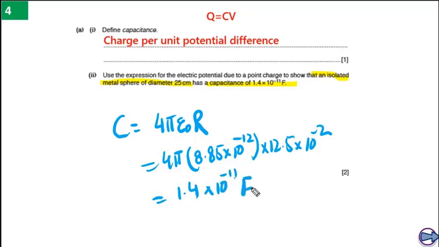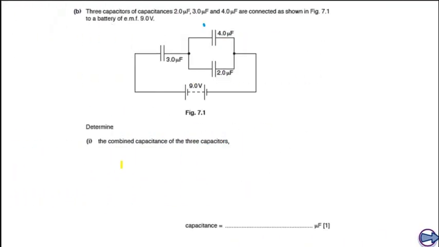So this is how we can answer this question. We just need to be careful with units, otherwise this is a very straightforward one and we can find the answer quite easily. For part B, we need to find the combined capacitance of the capacitors. Simply speaking, we just need to find the total capacitance of this network.